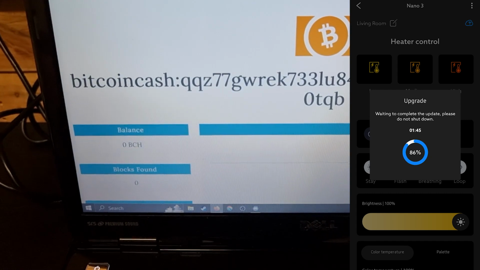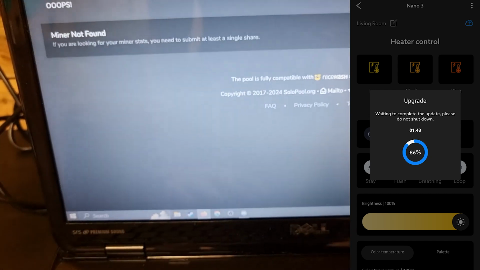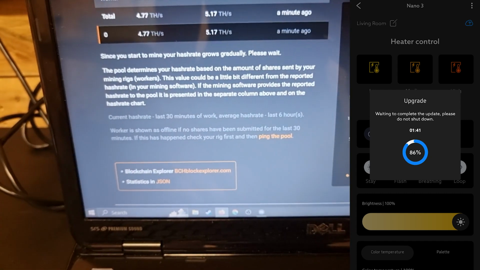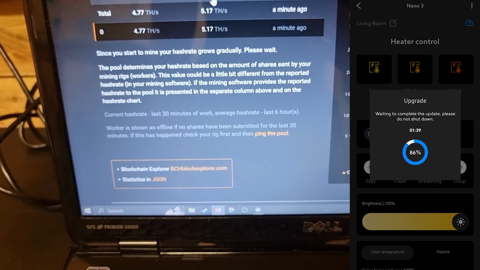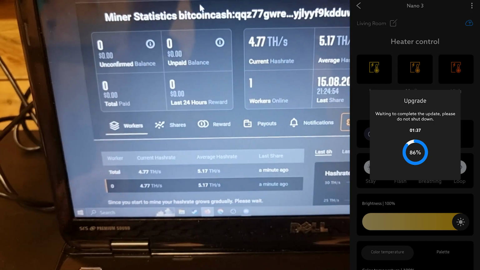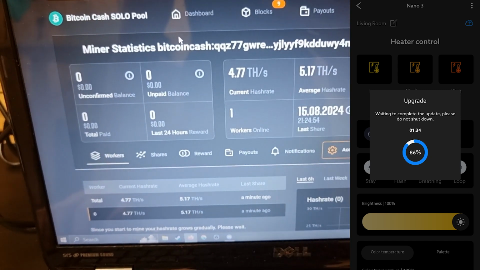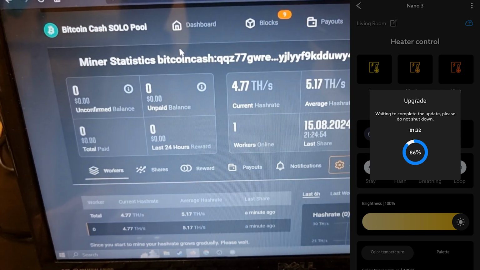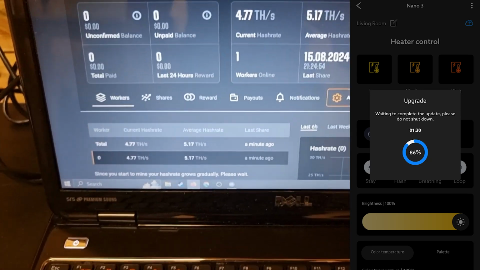Did the same again. Tried Zedminer again. Didn't work. Tried Bitcoin Cash Solo Pool. Didn't work. Tried on two miners again. It didn't work. So I'd reset it to factory as it was before, and it didn't work. And I didn't know what to do.